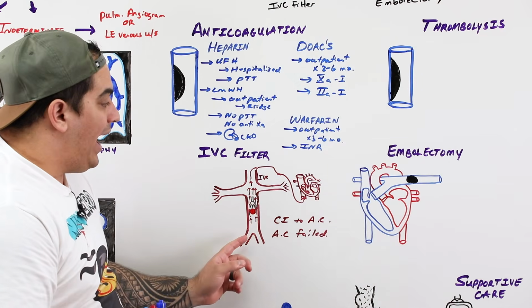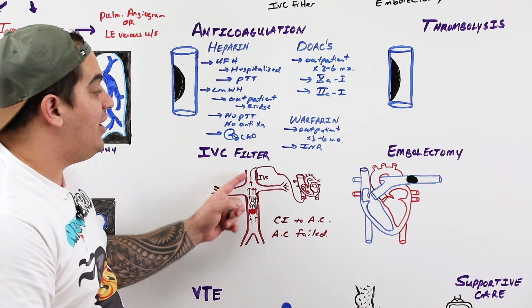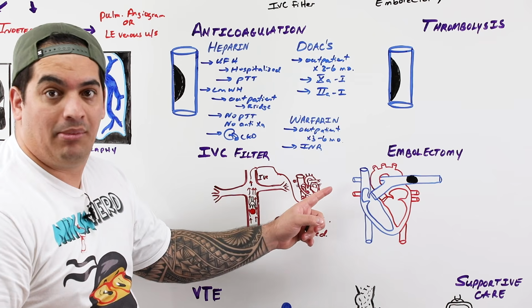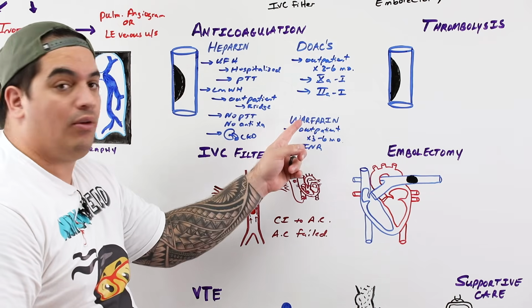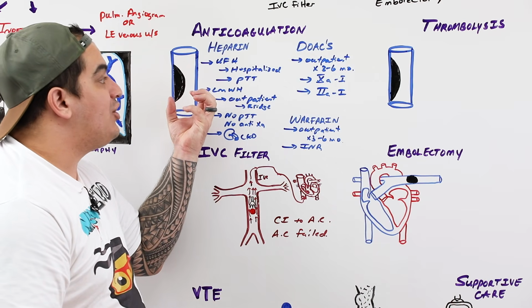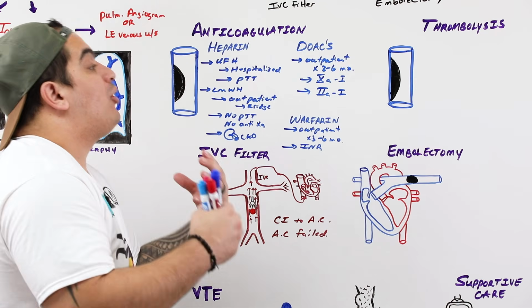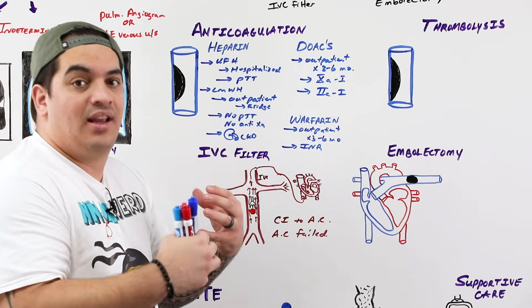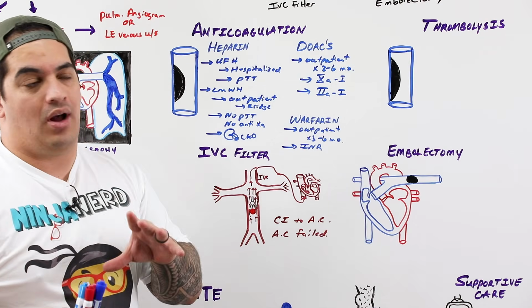So when you compare these two, the IVC filter is not breaking up a clot. It's preventing the further development of pulmonary emboli from a DVT. Same thing with the anticoagulation with heparin, DOACs, warfarin. All they're doing is augmenting our coagulation cascade in a particular way that it prevents the activity of hypercoagulable states or forming clots, and therefore preventing further development or propagation of the clots.